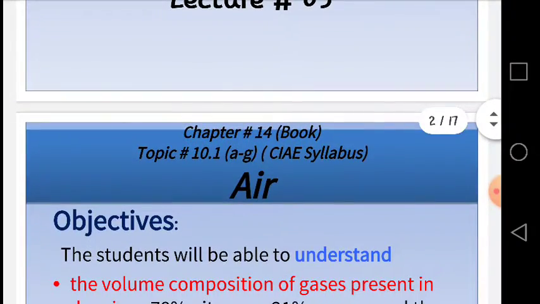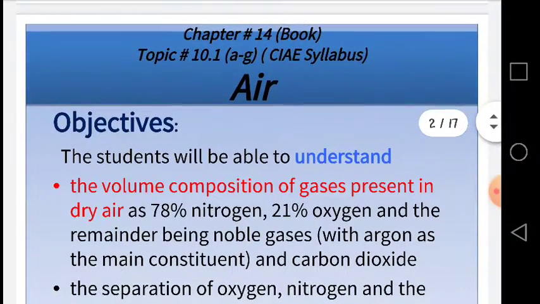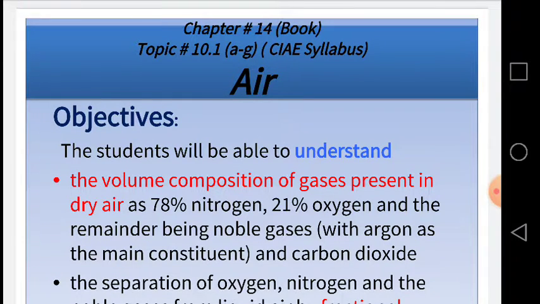Today's topic, which is air, I have selected from your book, chapter number 14, and topic number 10.1 according to your CIE syllabus. And the points from this topic are from A to G.